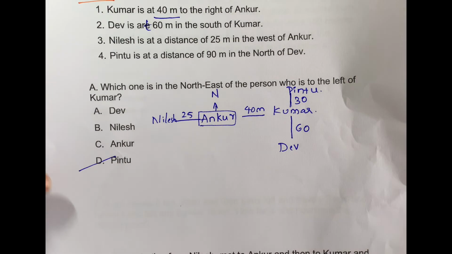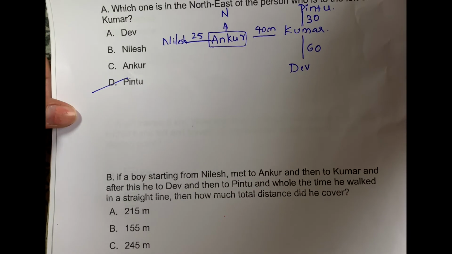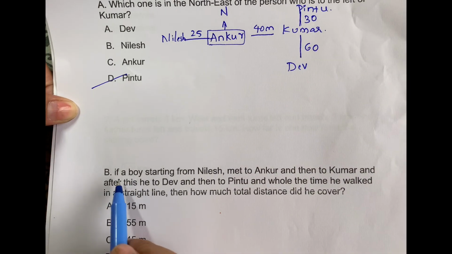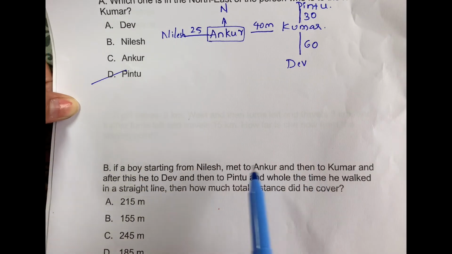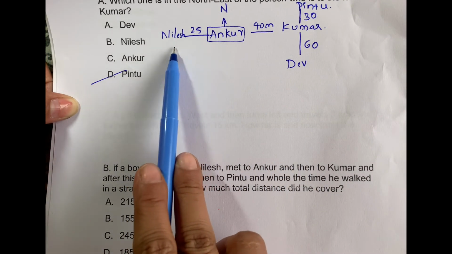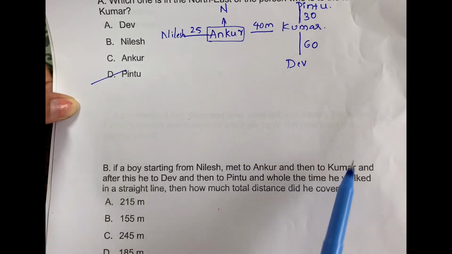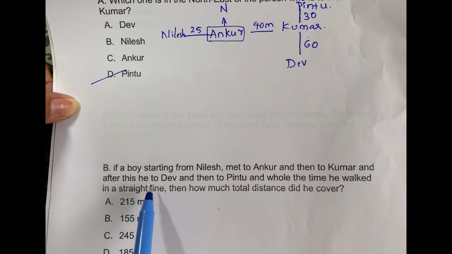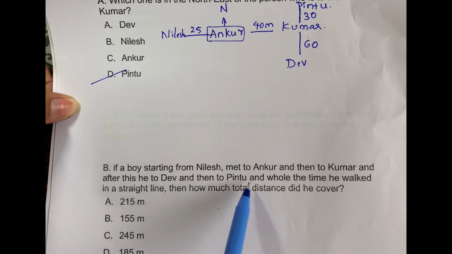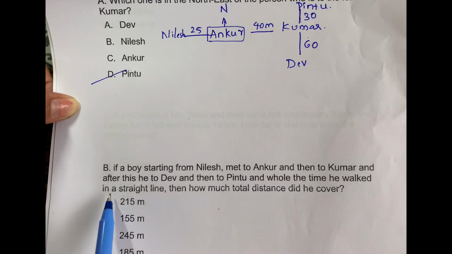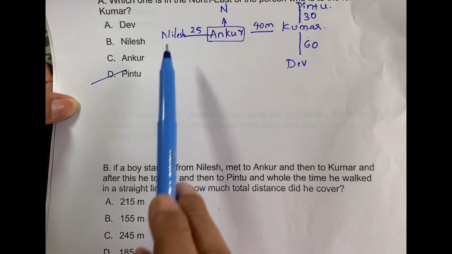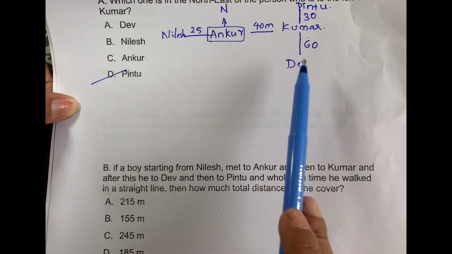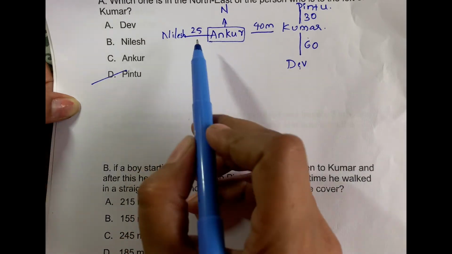Okay. Next, question number B, again based on this only. If a boy starting from Nilesh met Ankur and then Kumar, and after this he went to Dev and then to Pintu, and the whole time he walked in a straight line, then how much total distance did he cover? So he has started from Nilesh, then to Ankur, then to Kumar, then Dev and then to Pintu. So what is the total distance?